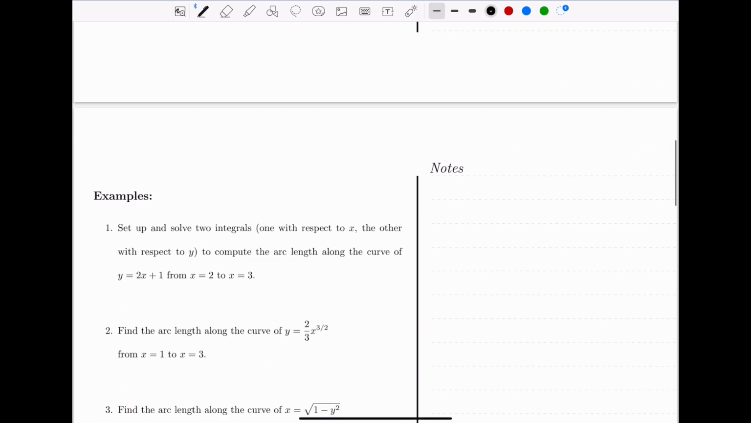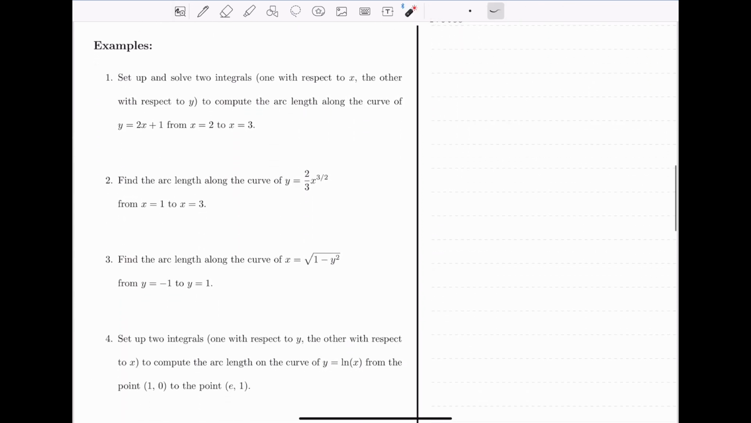First of all, take a look at example 1. We want to set up and solve two integrals, one integrating with respect to x, the other with respect to y, to compute the arc length along the curve of y equals 2x plus 1 between x equals 2 and x equals 3.